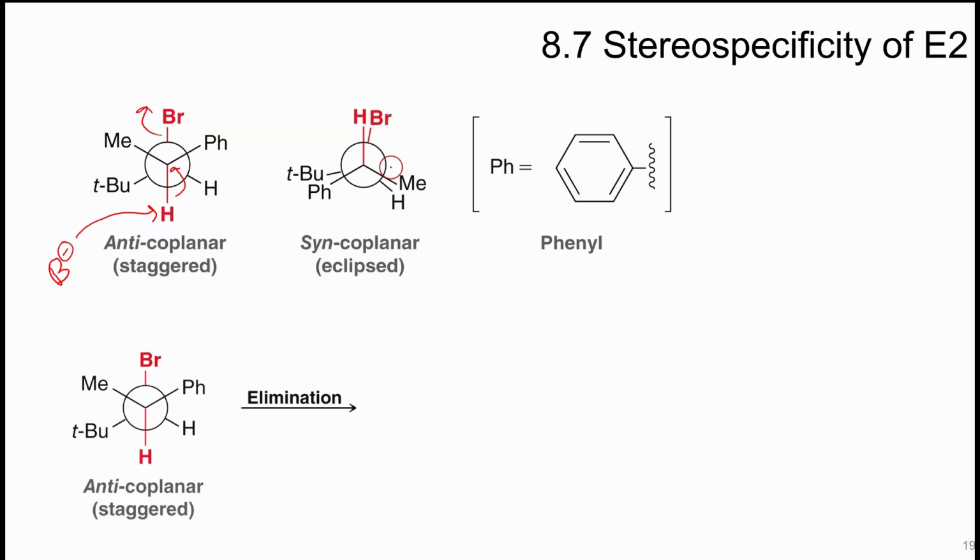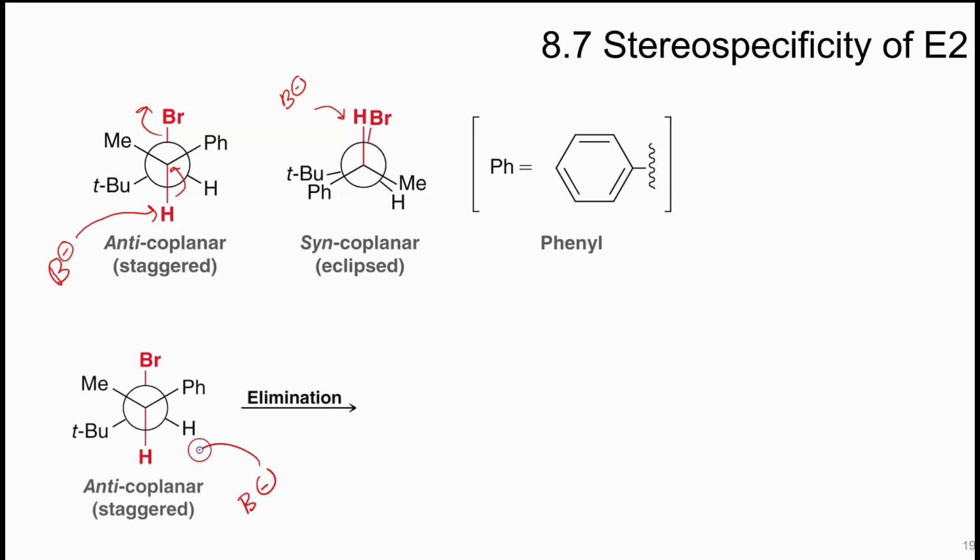If they're syn coplanar, this is very high energy. It's eclipsed, and the base is going to have a hard time coming in because this electron cloud is going to be repulsed by the bromine electron cloud. And then just a note here, the phenyl group is Ph. So if it's syn coplanar, they're going to be eclipsed. It's going to have high energy to get even into that conformation, so you won't see that elimination happen.